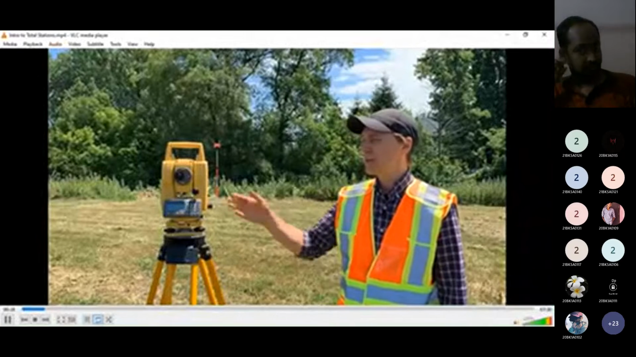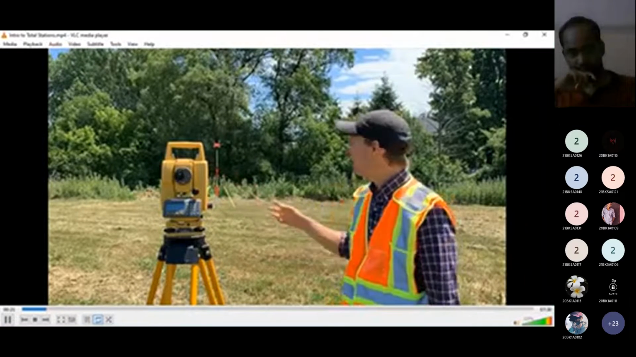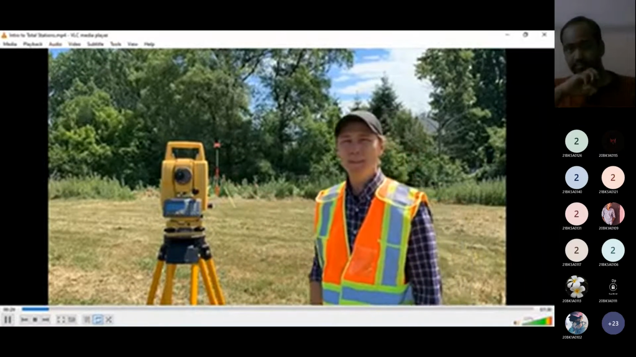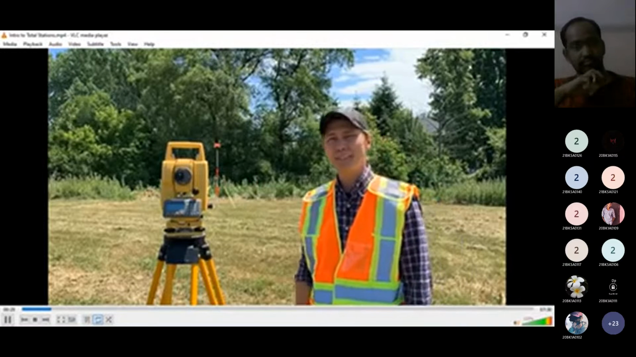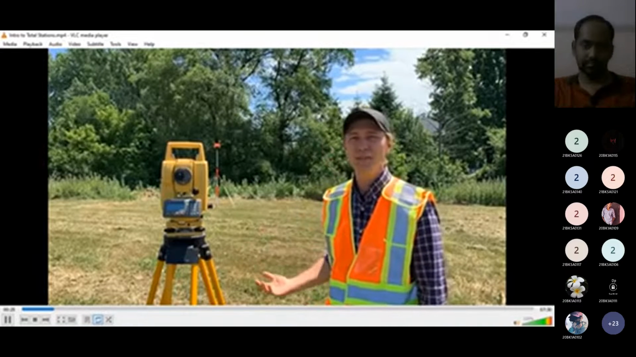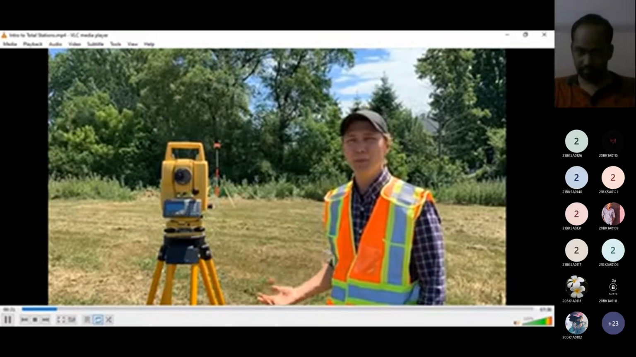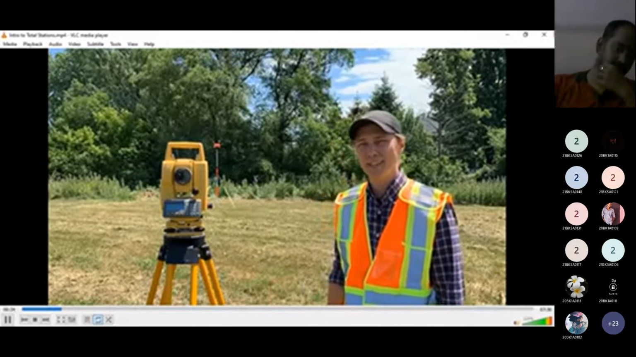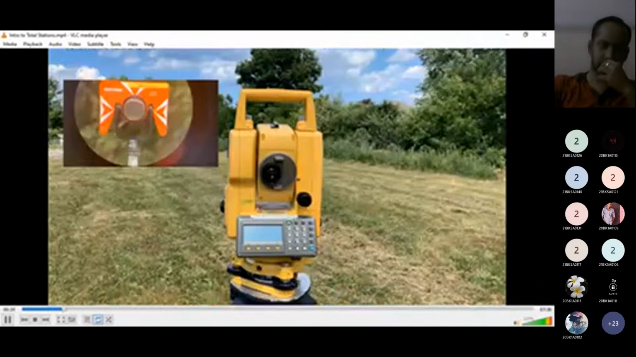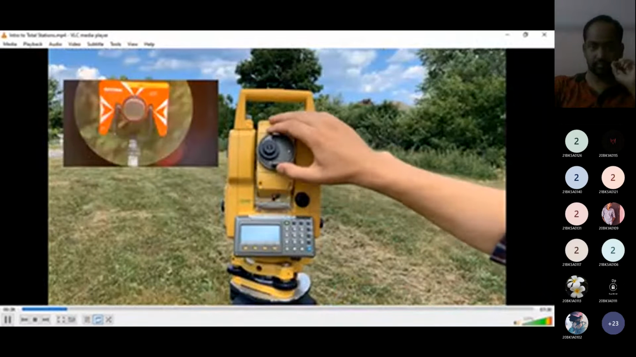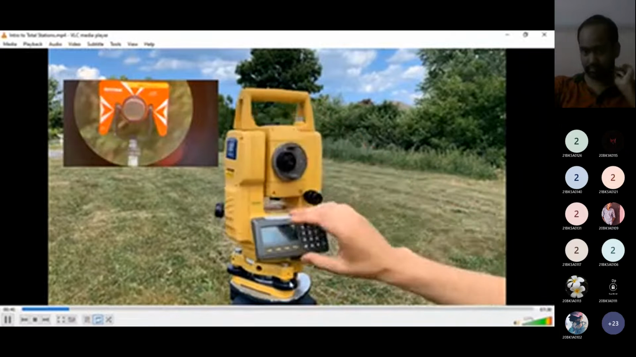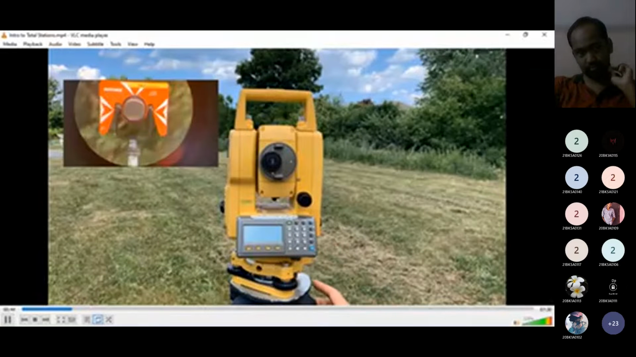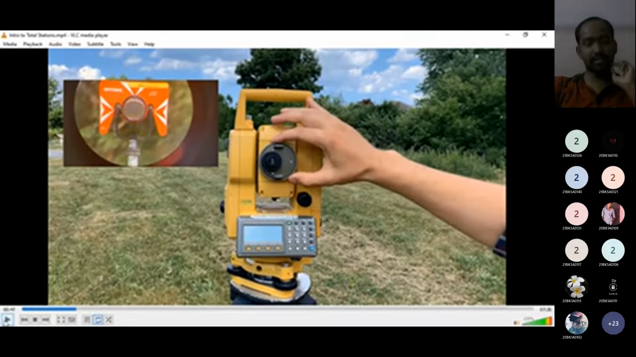The total station works by measuring from our lens to a prism mounted on a pole, and using that we can determine the distance from the total station to the prism, an angle between multiple prisms, and the elevation of the ground at the base of the prism. Let's look at the features on the total station. Again, we have our optical lens, we have our display screen, a leveling base, and a tripod that we've set the total station on.